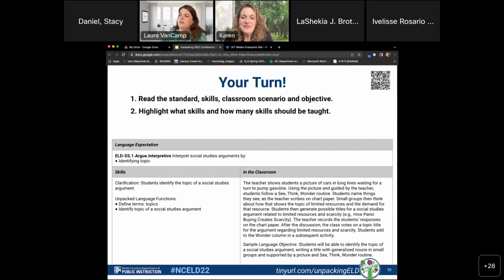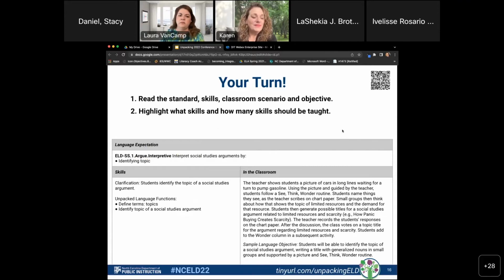Absolutely. And for the benefit of those on the phone, I wouldn't normally have you read it aloud and then me read it, but I want my on the phone listeners to hear this. So ELD, Social Studies, Grade 1, Argue, Interpretive. So the skill here, or the key language use, is to argue. So they're going to have to be able to talk about something, the pros and cons of something, and it's interpretive. So most of the time you're going to have the students be listening and reading. All right, so the expectation is to interpret social studies arguments.